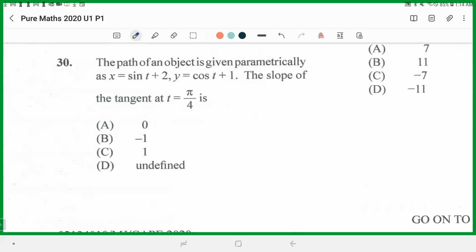Number 30. This one says, the path of an object is given parametrically by those two. What is the slope at t equals pi by 4? So the slope is dy by dx. I'm going to differentiate this one to get the dy. Differentiate cos to get minus sine, so I'm going to get minus sine t, as simple as that.